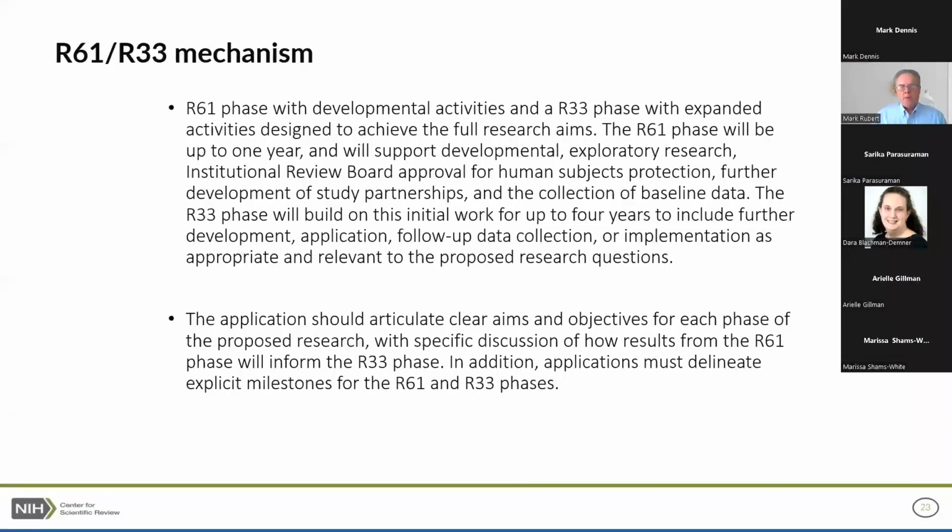So this is not an R01 application, so I'm basically going to highlight the difference between our bread and butter R01 reviews and this R61, R33 review. I will not spend a great deal of time on this as Sharika has already given you the detail on this, but you can see that it is a 1-year/4-year award. And more particularly, the application should articulate clear aims and objectives for each phase of the proposed research. And we need you to delineate explicit milestones for the R61 and R33 phases. Next slide, please.